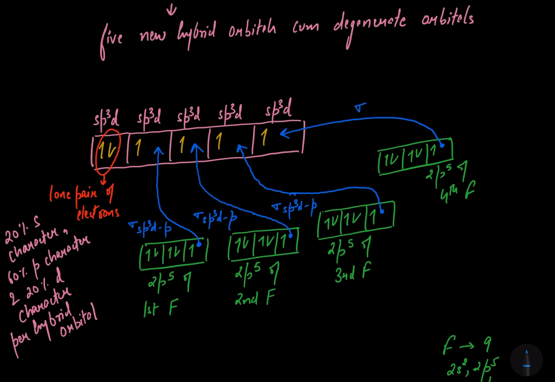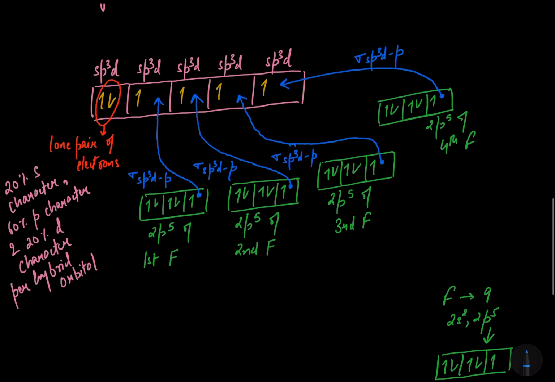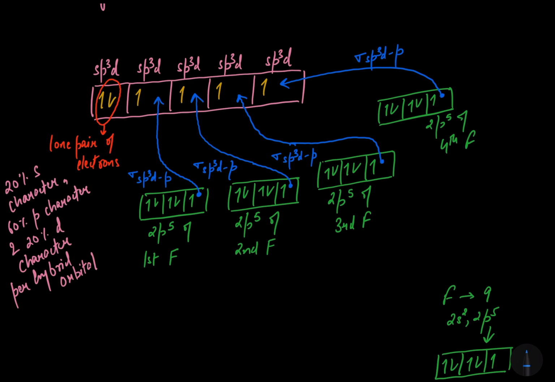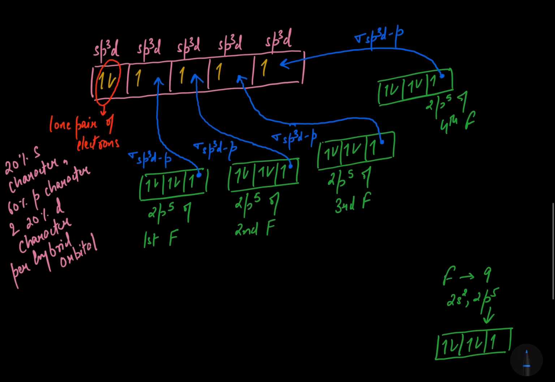So again we got the sigma bond, that's sigma sp3d p, which has been formed by head-on overlap of sp3d hybrid orbital of sulfur with the p orbital of fluorine. So that's all about the hybridization. Now let's talk about the structure.